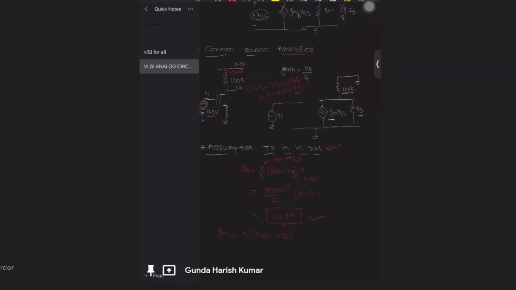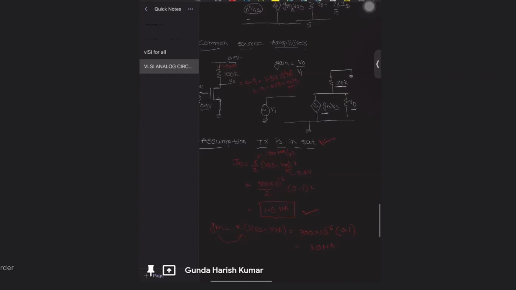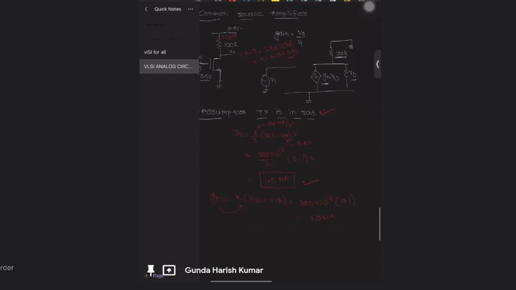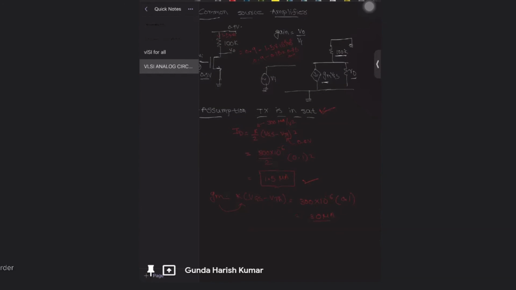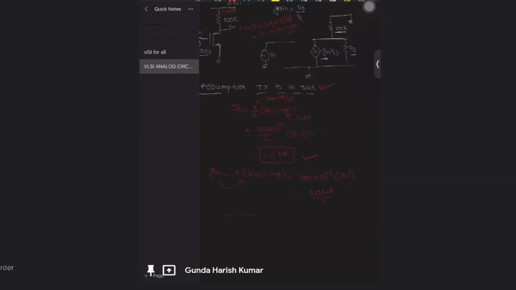Now coming to gm, it is K into (VGS minus VT). K is 300 into 10 power minus 6. This is the equation in saturation only, so I have first proved the transistor is in saturation. Now I'm calculating gm for the small signal model. 300 into 10 power minus 6, and VGS minus VT is 0.2. So it is 60 microamperes per volt, the unit being microamperes per volt.